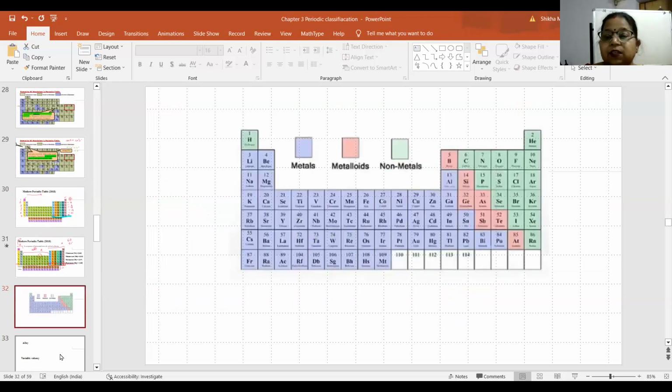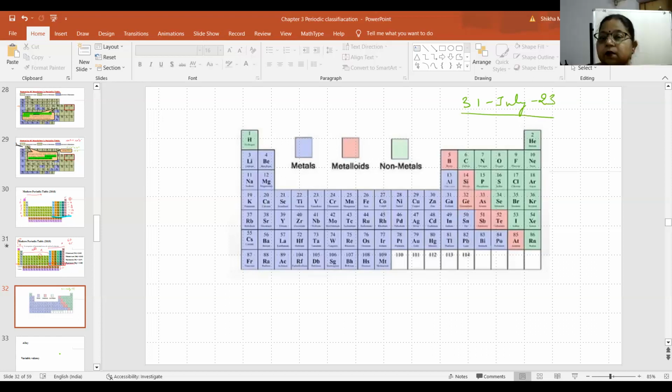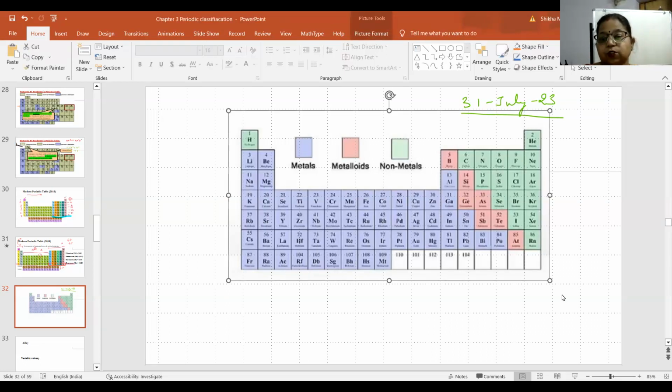Now moving to today's class, can anybody tell me what are metals, non-metals and metalloids quickly? Ma'am, metals lose electrons to gain stability. Okay. Non-metals gain electrons to gain stability. Okay. And metalloids have properties of both metals and non-metals. Correct. Metalloids, see, please pay attention to this periodic table.